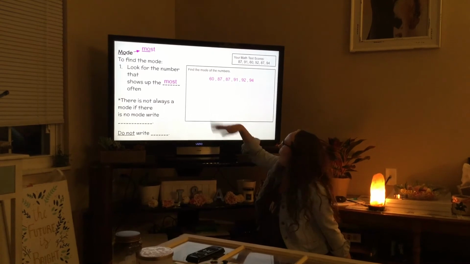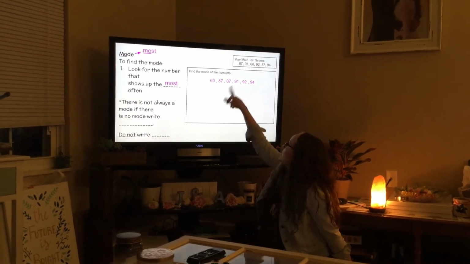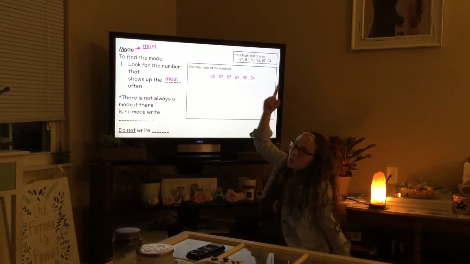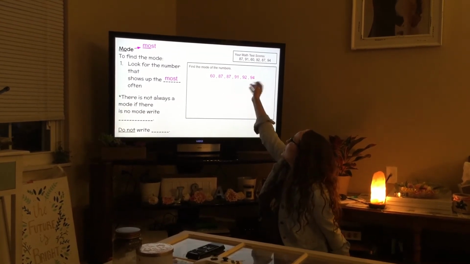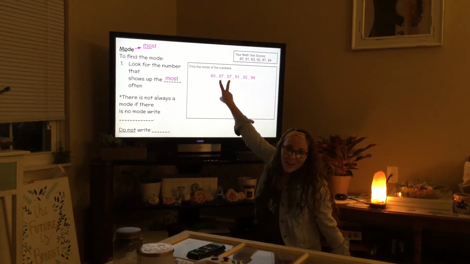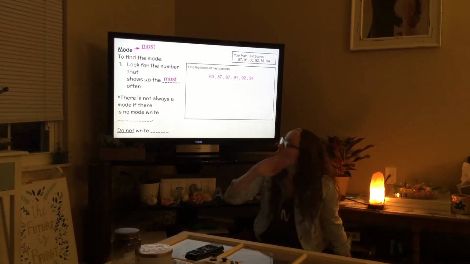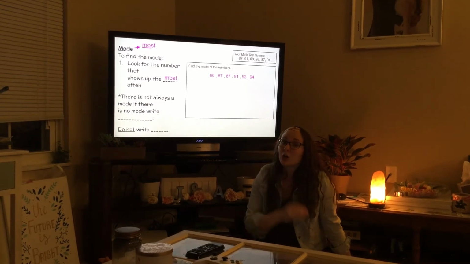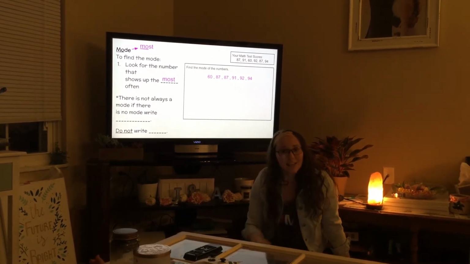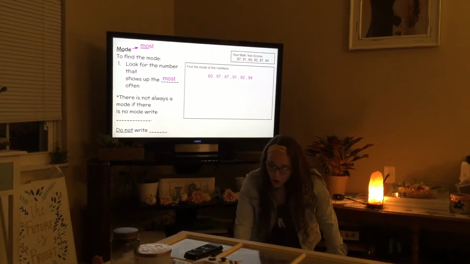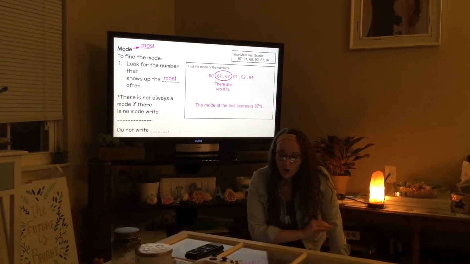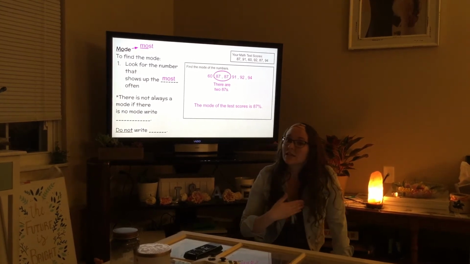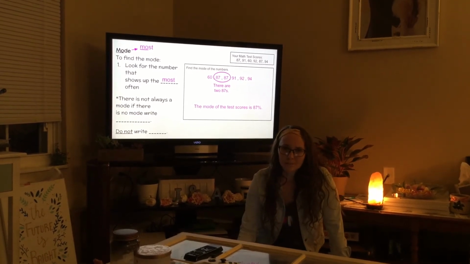60 occurs 1 time, 87 occurs 2 times, 91 is just 1 time, 92 is just 1 time, and then 94 is 1 time. So which one occurs the most would be 87, because it occurs twice, and no other number occurs twice. So that means that 87 occurred the most out of our data set. So we would say the mode of the test scores would be 87%, because it occurred 2 times.